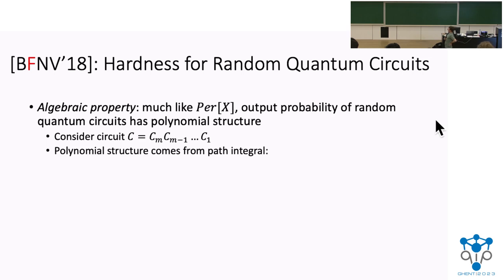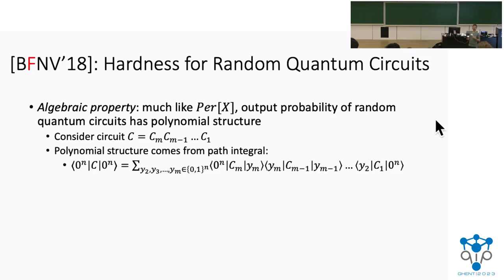Now, the polynomial structure comes from the Feynman path integral, which allows us to write the output amplitude of the circuit as an enormous sum over paths. So there's an exponential number of paths, but the point is that the value of each path is just the product of m gate entries. That's what these terms are. Those are easy to compute. So even though this sum has an exponential number of terms, the value of each path is actually doable in P. You can compute that very easily by taking the product of m gate entries.